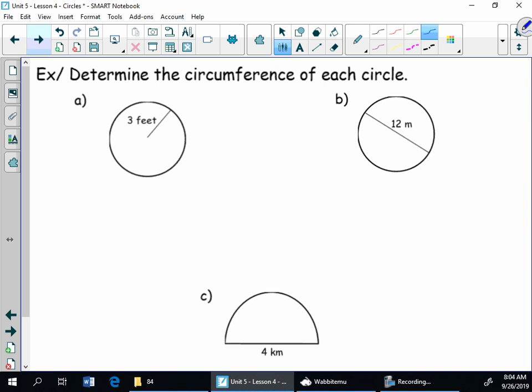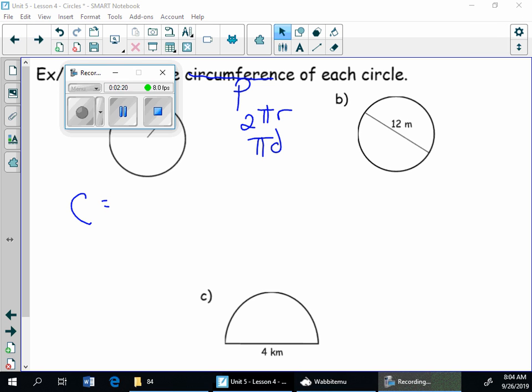All right, let's take a look at what kind of things we can do. I want to find the circumference of each circle. Circumference is just a fancy word for perimeter. So circumference equals, and I have a choice. I can use 2 pi r or pi d. Either one's applicable. I just have to understand from my diagram which situation I have.